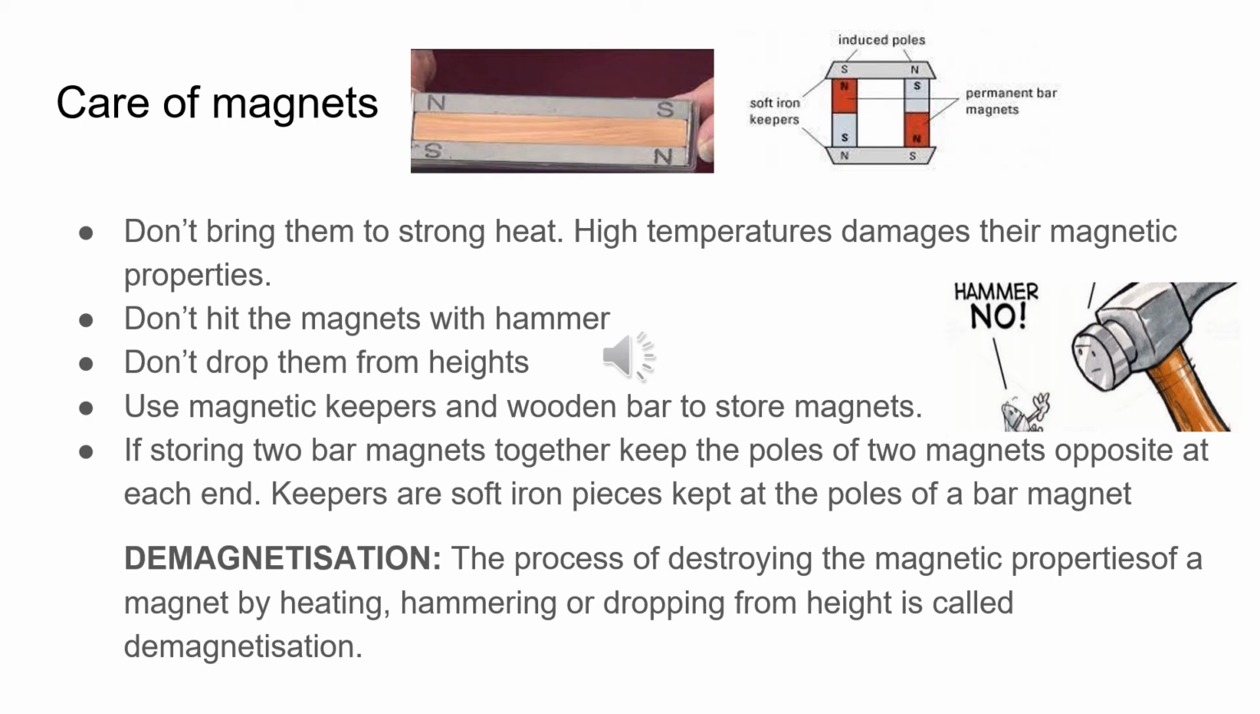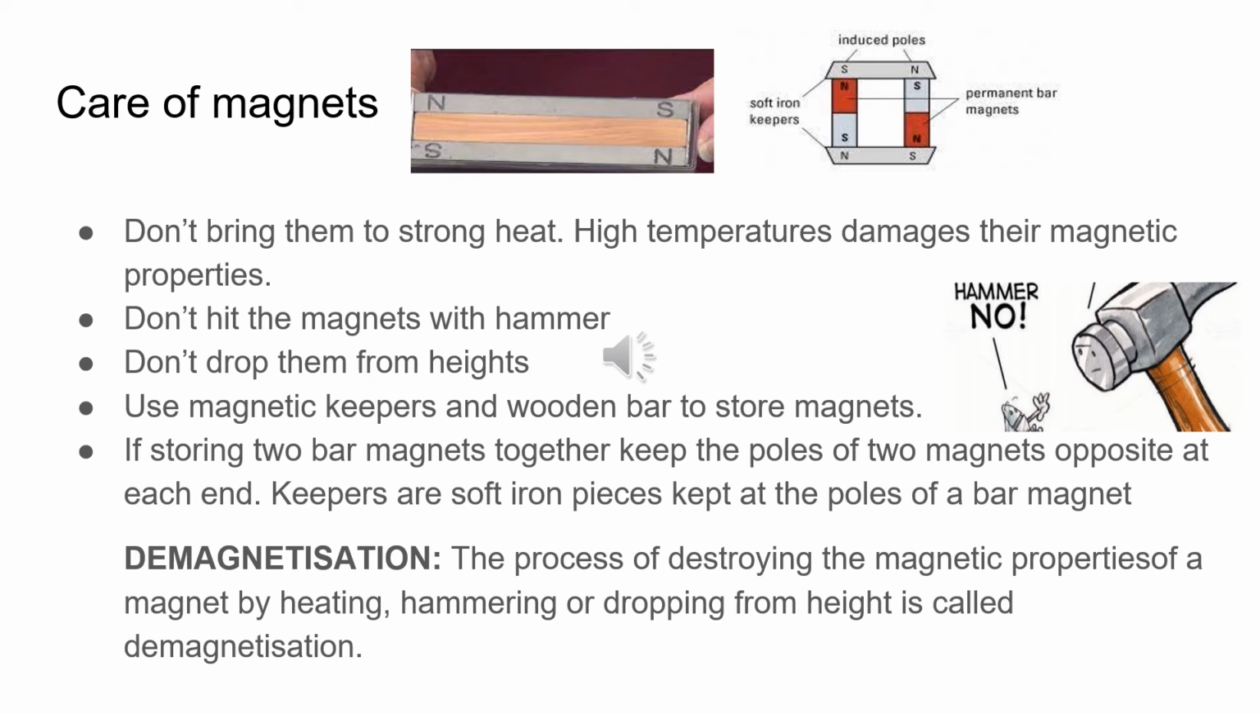So 3H you have to avoid. 3H: height, heat, and hitting. You have to avoid these three things. Don't bring them to high temperatures, because then definitely they are going to lose their property. Don't hit them hard with any object like a hammer. Don't drop them from good heights, because whenever a magnet is thrown from a good height, it loses its property. This is what you have to avoid.